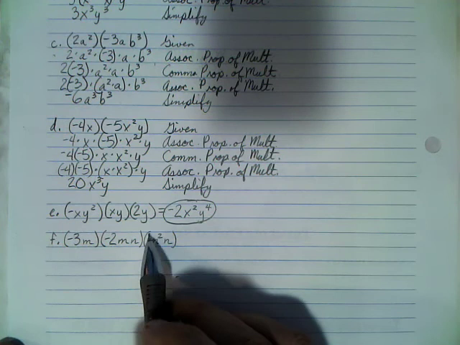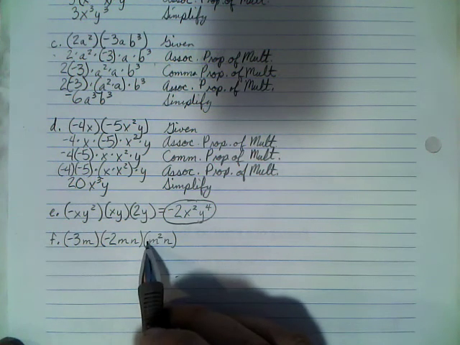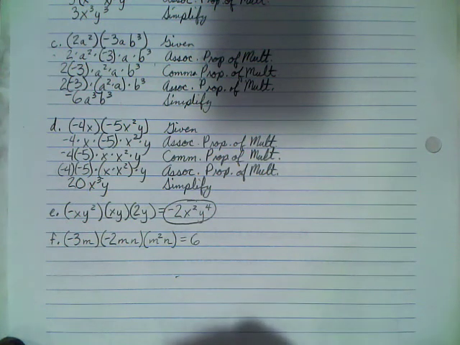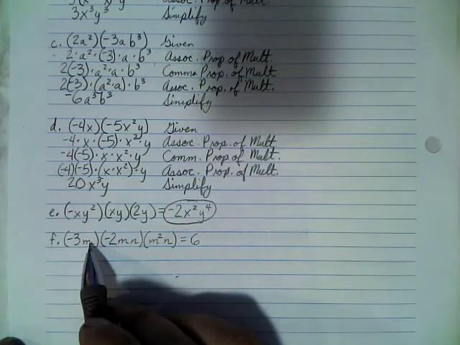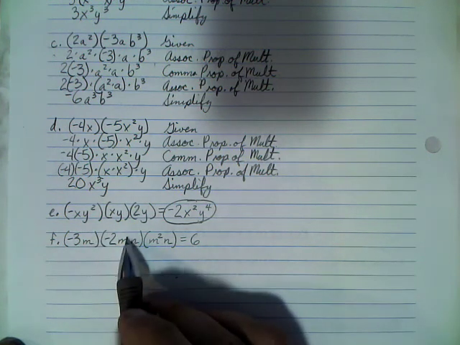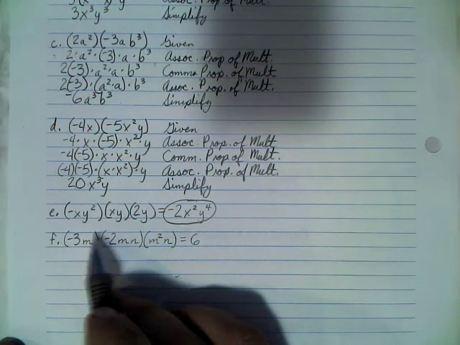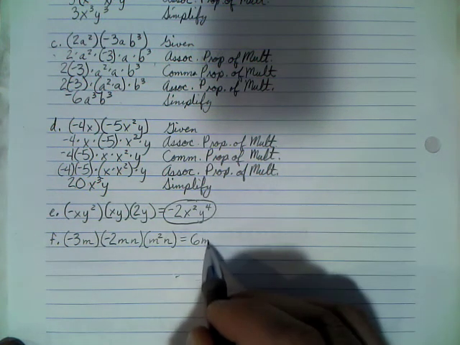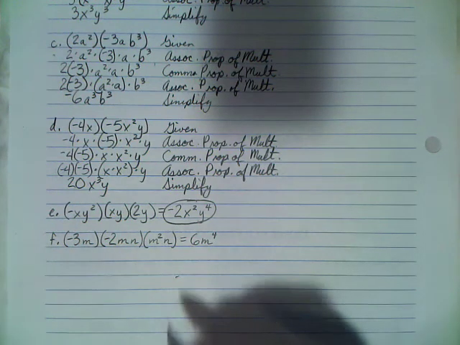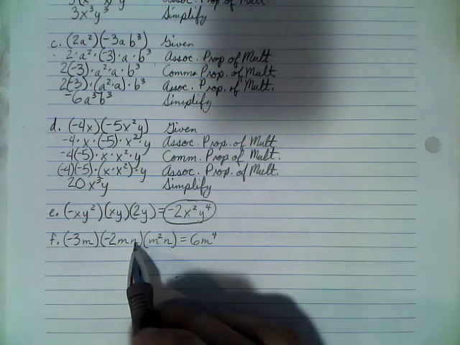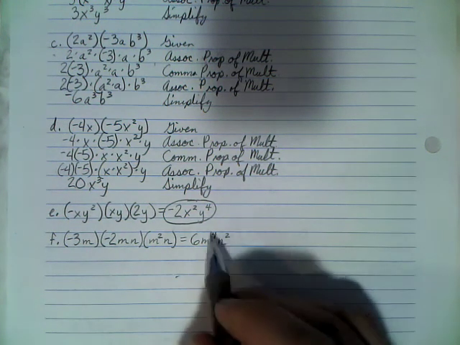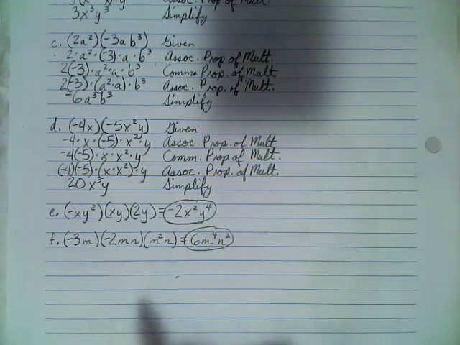And then this is a hidden 1. So 6 times 1 is, well, just 6. So 6 is my number. Moving on to my m's. M times m squared. So a hidden 1 exponent, a hidden 1 exponent, and a 2 exponent. So 1 plus 2 would be m to the 4th power. And then finish it off with the n's. No n's there, but this has an n times an n. Well, that's n squared. So 6m to the 4th power n squared.